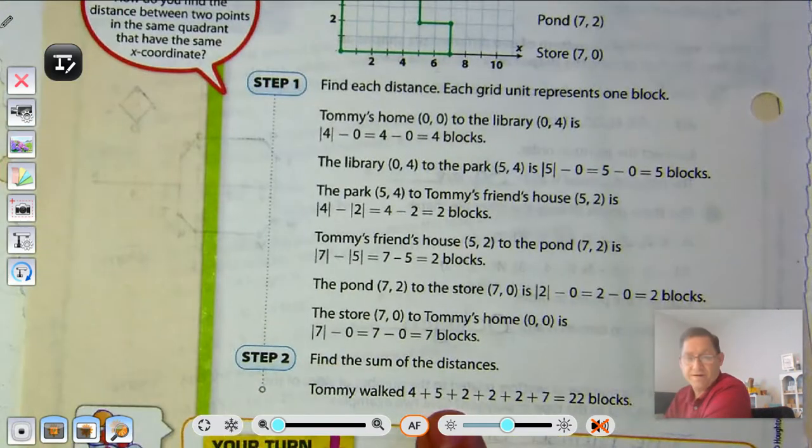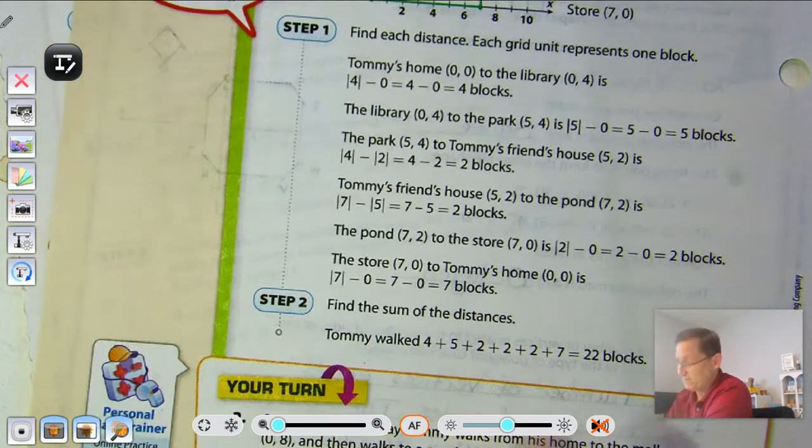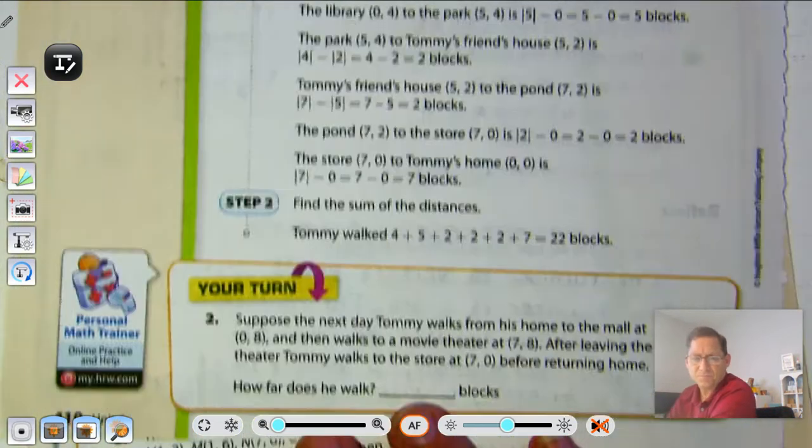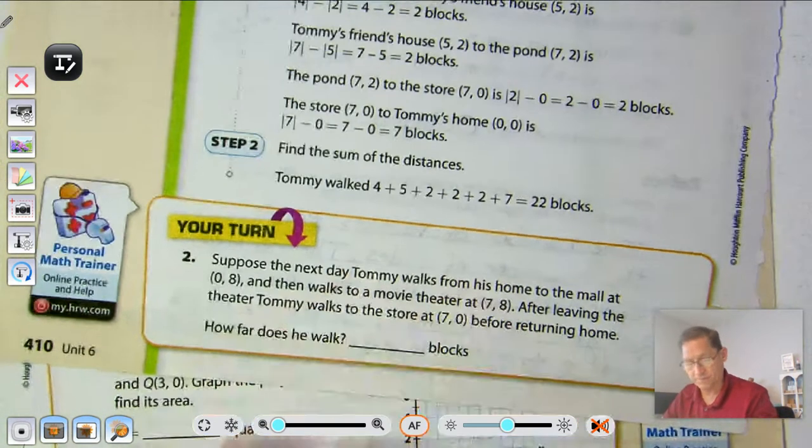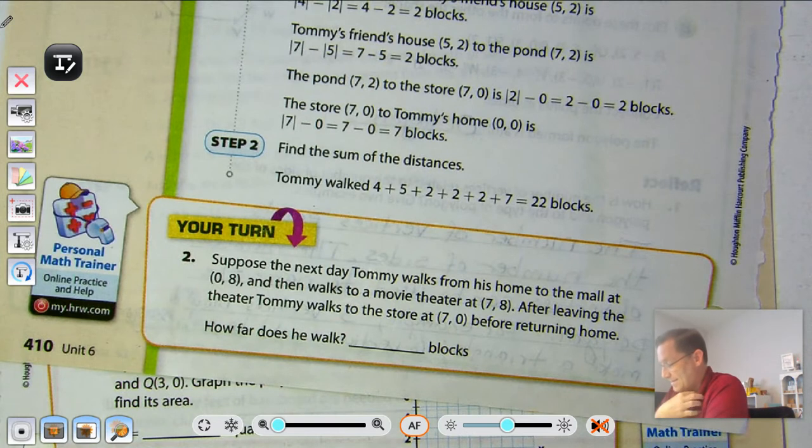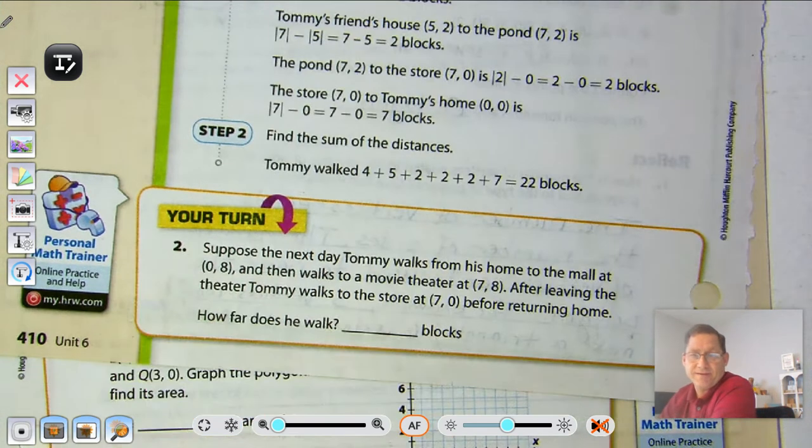So we have 4 plus 5 plus 2 plus 2 plus 2 plus 7, or 22 blocks. All right, so let's practice one ourselves. Number 2. Suppose the next day, Tommy walks from his home to the mall at (0, 8) and then walks to a movie theater at (7, 8). After leaving the theater, Tommy walks to the store at (7, 0) before returning home.